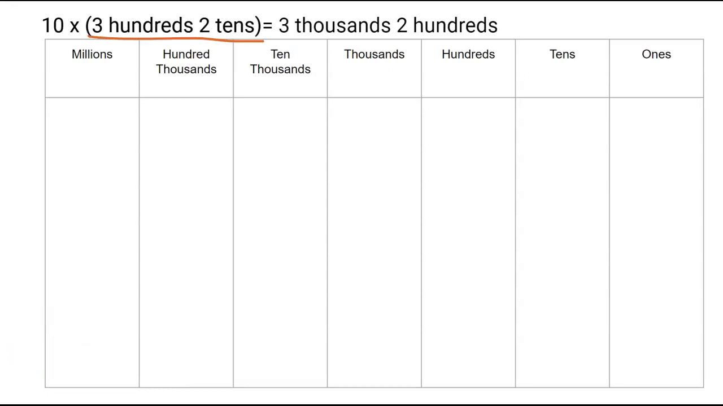So I'm going to put a 3 in the hundreds place, and then I'm going to put a 2 in the tens place. So I need to multiply my 300s to 10s by 10. So I'm going to take my hundreds, I'm going to multiply them by 10, which would then move my 300s over to the thousands place. So now I would have 3 thousands.